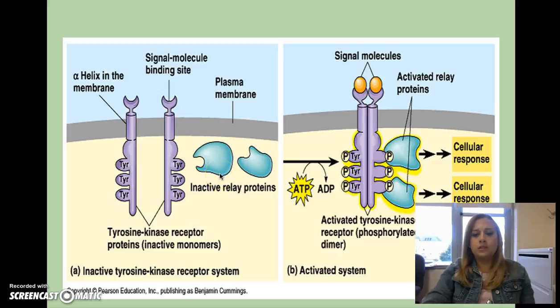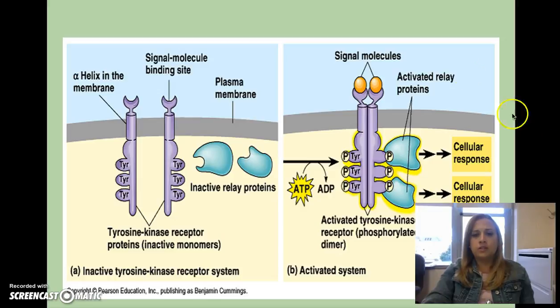What happens in this system is the signal molecules bind to the receptor proteins. The receptor proteins will come together. Now they are joined together, and so they are activated. You can also see that ATP has come in and has phosphorylated, or added an inorganic phosphate to, each of the tyrosines on these receptor molecules. And so this system has been activated. Now these relay proteins have become activated as well, and they will then trigger a cellular response.